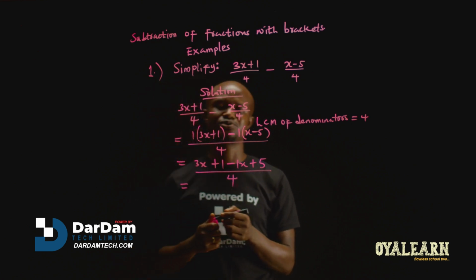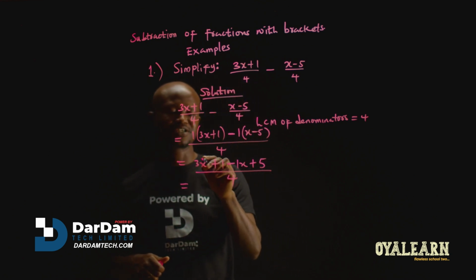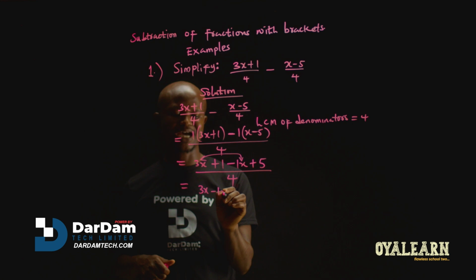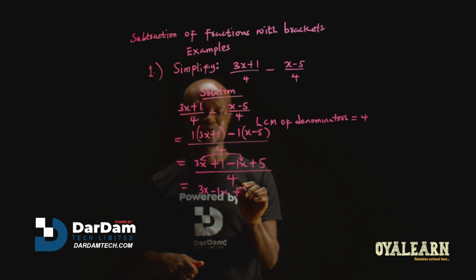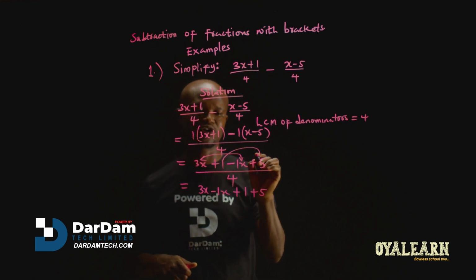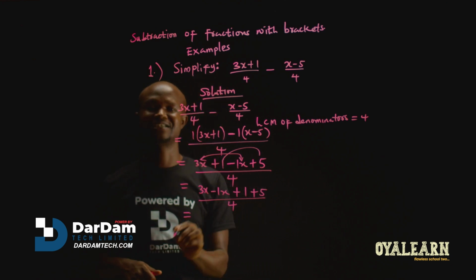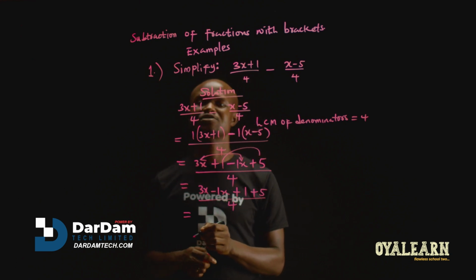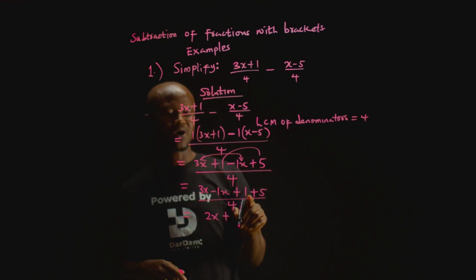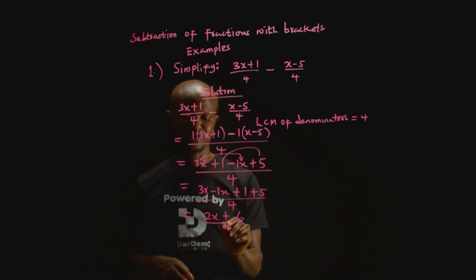The next thing for us to do is to collect the like terms. Collecting like terms simply means you bring those ones that look alike together. So we have 3x minus 1x, then plus 1 plus 5. We bring this one and this together also, divided by 4. Now simplify. 3x minus 1x, that is 2x. Then 1 plus 5, what will you have? 6. So divided by 4.